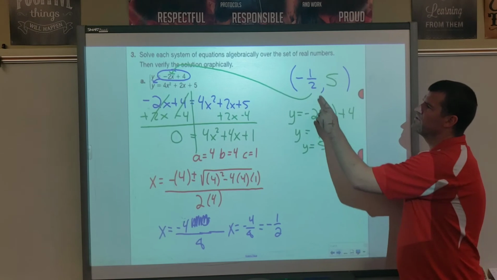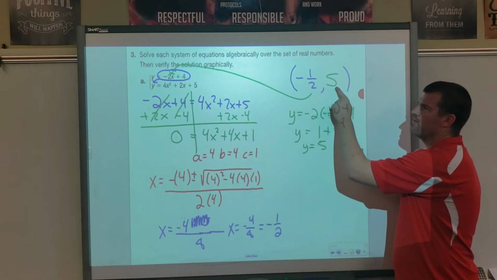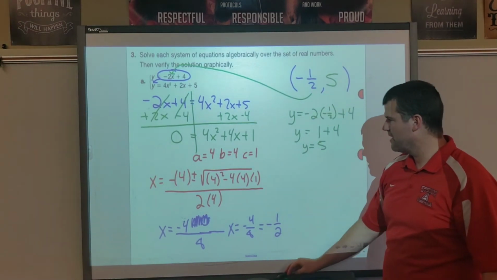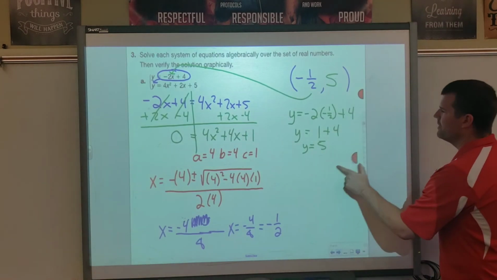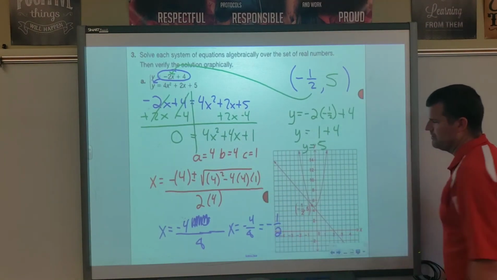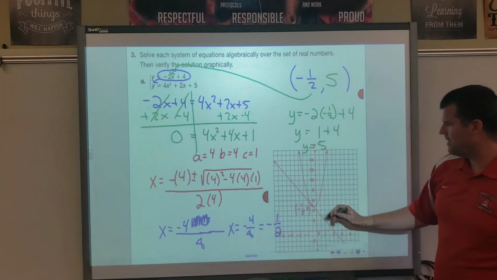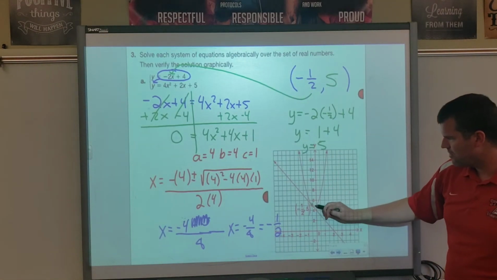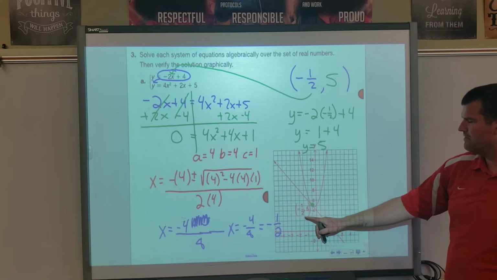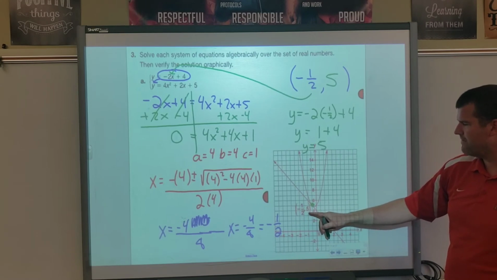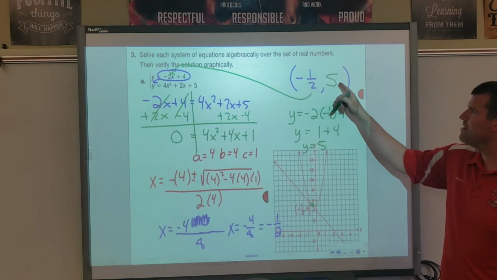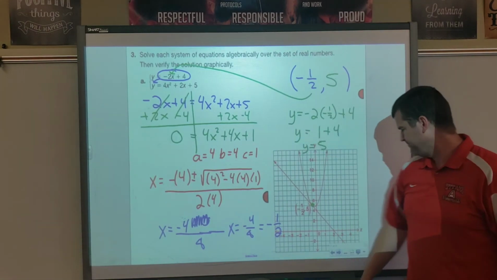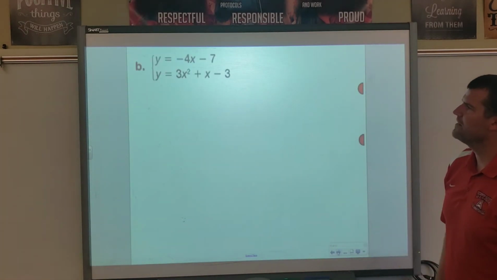So my solution to the system is negative 1/2, comma 5. That is where the two graphs will cross. If you don't believe me, let me show you a graph. And right here, we've got our linear, we've got our quadratic. They cross right there, which is the point negative 1/2, comma 5. Negative 1/2, comma 5. Math. All right, let's try another example.